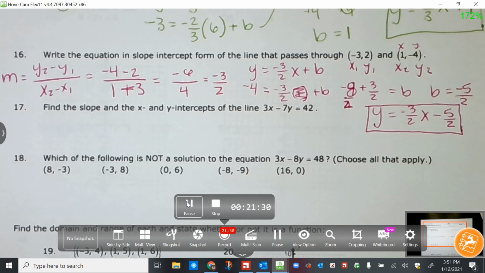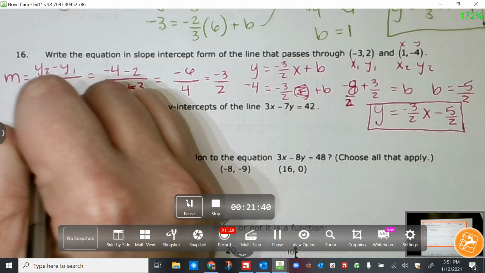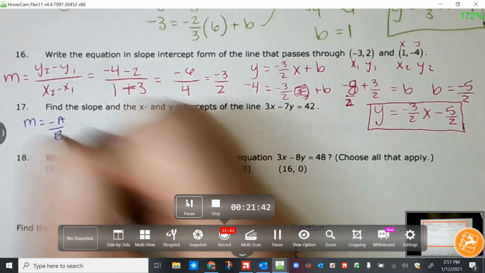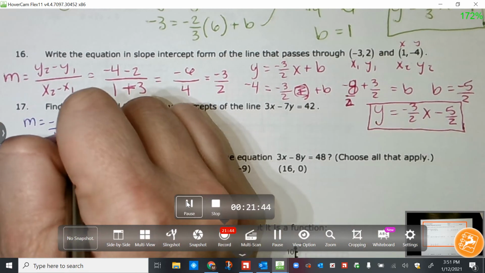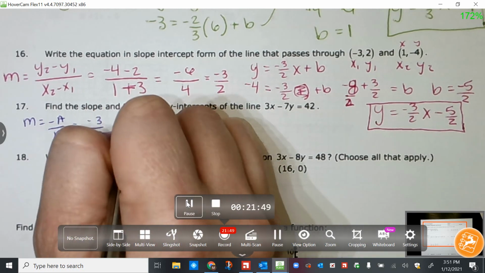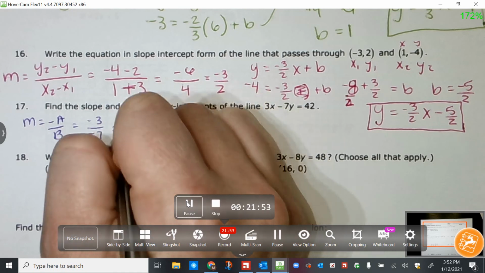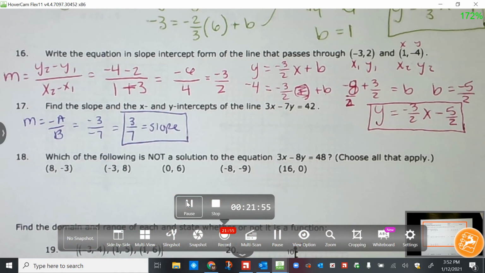So it says find the slope and the x and y intercepts of this. I want you to remember that when it's in standard form, slope is opposite of A over B. So that gives me negative 3 over negative 7, which is just positive 3 over 7. So that's my slope. Now to find my intercepts, remember you can do the cover-up method.